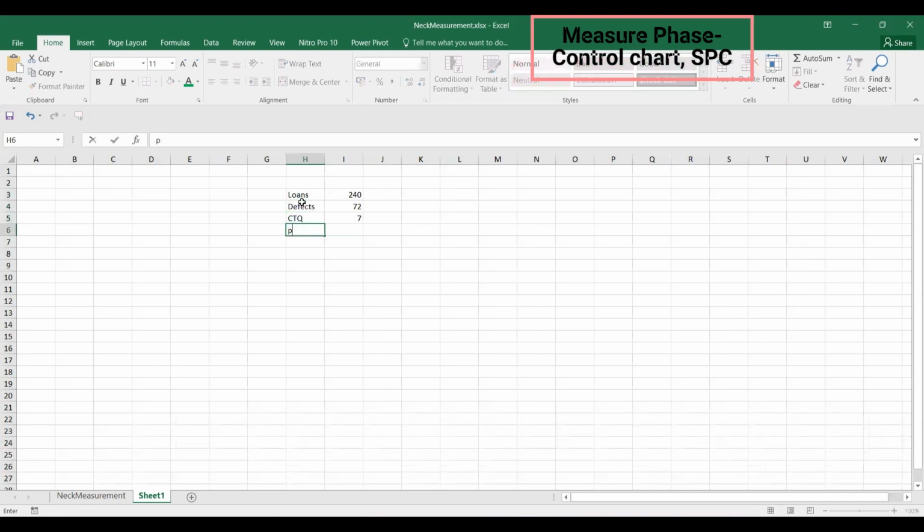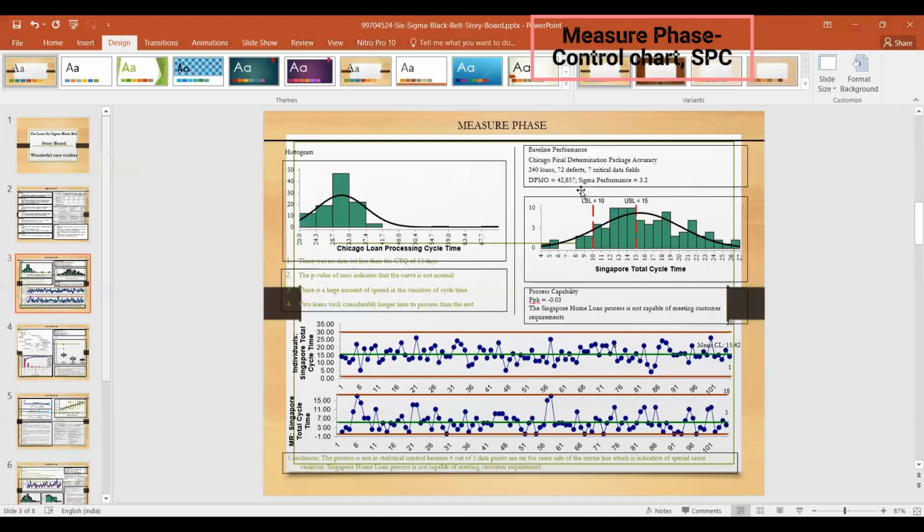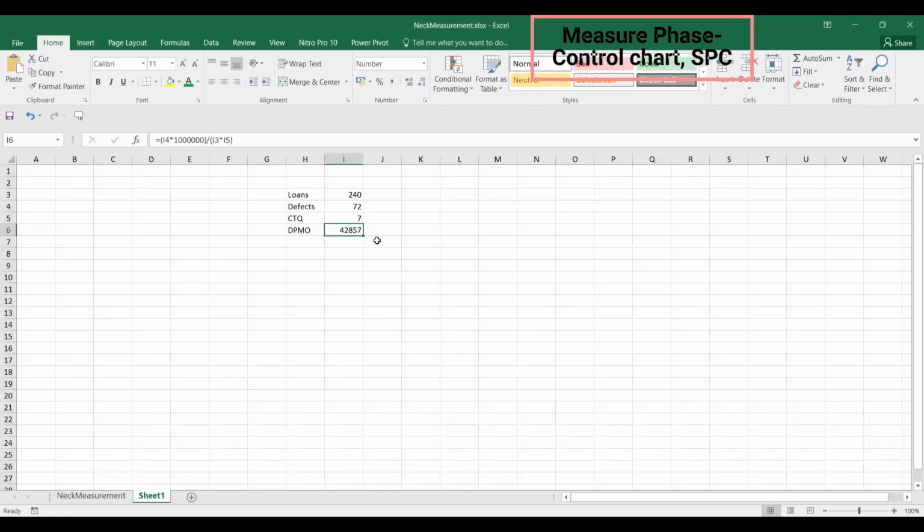We can find out the DPMO. How can we do it? Very easy. Number of defects times 10 to the power of 6, 1 million opportunities, divided by total loans times CTQs, right? So you can see here 42,000, and the same thing you have here, 42,857. Sigma value is 3.2.